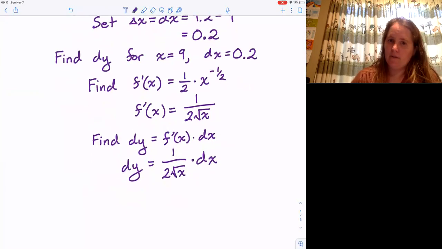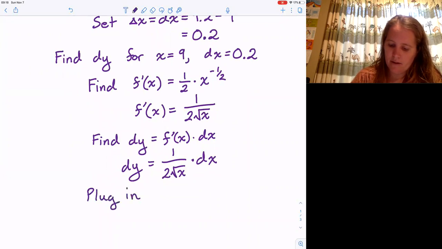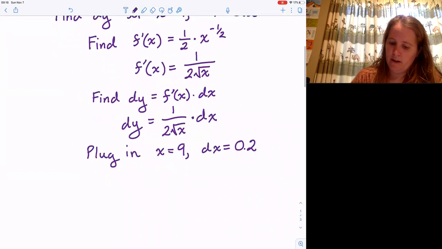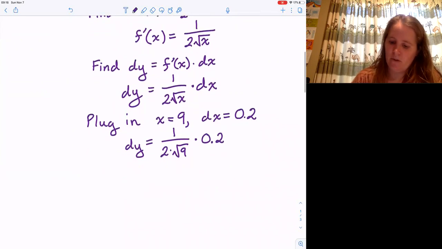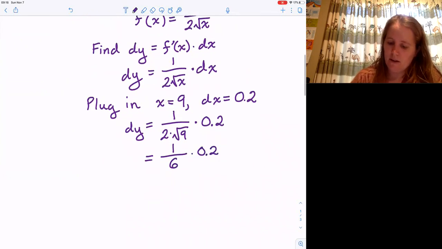So this is our dy. And then we can plug in x equals 9 and dx equals 0.2. So we are looking at dy is now 1 over 2 times the square root of 9, and then that whole thing multiplied by 0.2. And this becomes 1 over 2 times 3, which is 1/6, times 0.2, or 1/5. And 1/6 times 1/5 is 1/30.